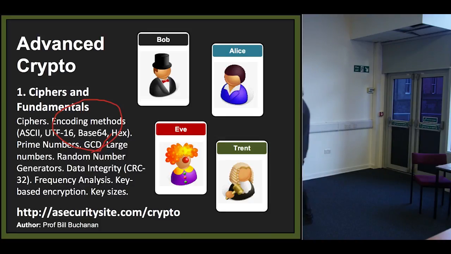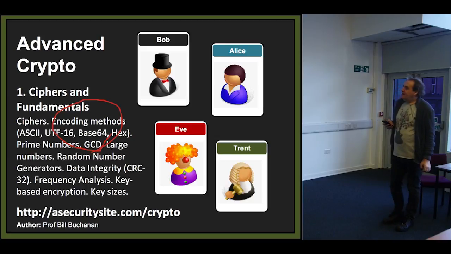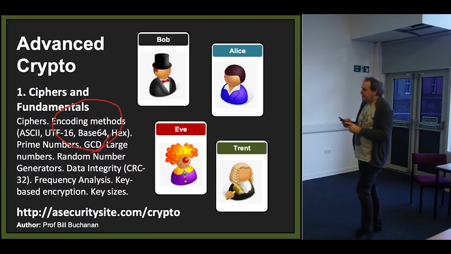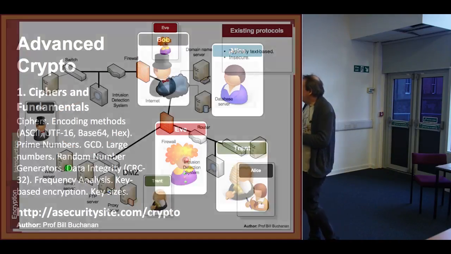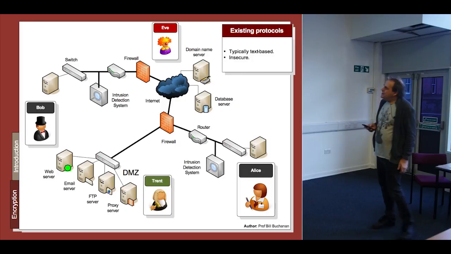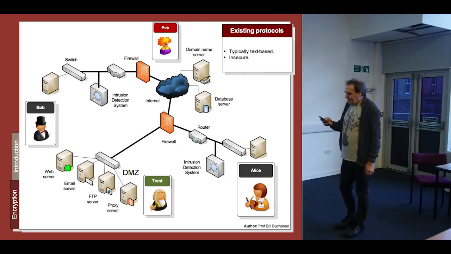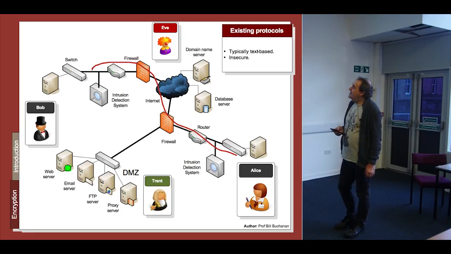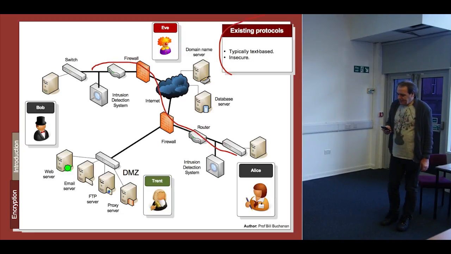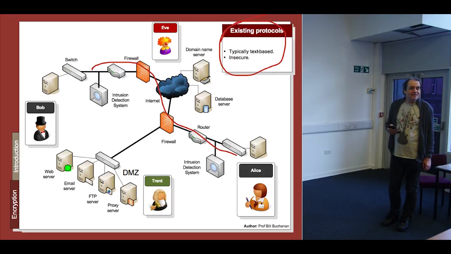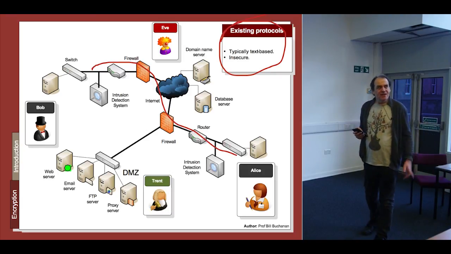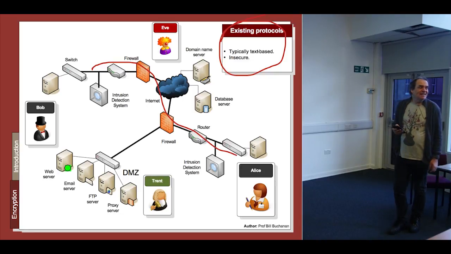Then we'll look at random number generators, a bit of frequency analysis for cracking some codes, and then we'll go on to some background about key sizes. Okay, so this is what we've got, if we want to keep it kind of simple. The internet we've created really isn't fit for purpose. All the protocols that we've set up are insecure. So how do we fix that? How have we fixed that? What's the bandage? What's the sticking plaster that we used to fix this problem?